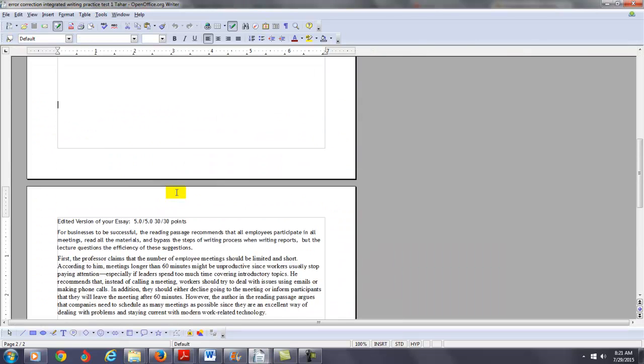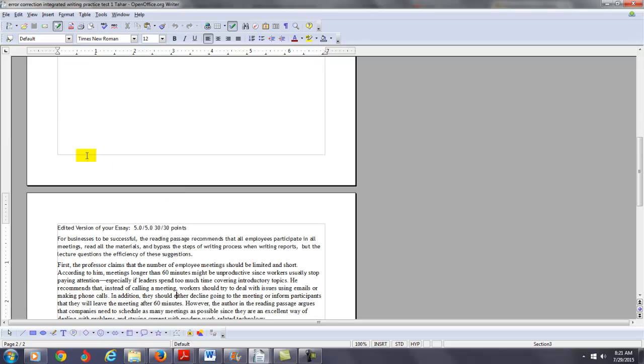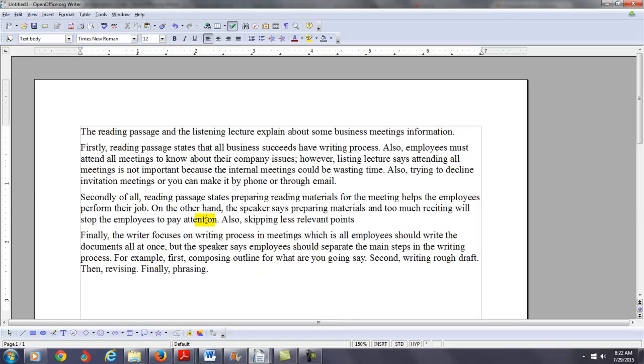So in this one it says, the reading passage recommends that all employees participate in all meetings, read all materials, and bypass the steps of the writing process when writing reports, but the lecture questions the efficiency of these suggestions. So from this introduction, it's very clear that the information in the lecture is different from the information in the reading, so you need to explain that relationship so we can understand the purpose of both the reading and the listening passage. Let's go to your next paragraph.